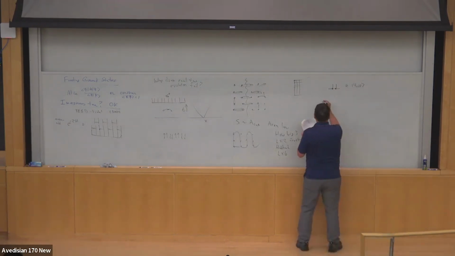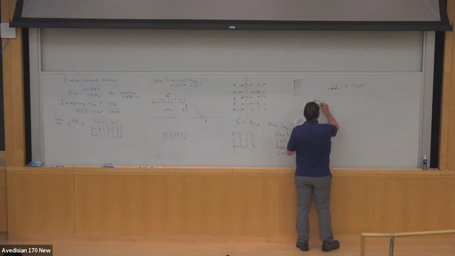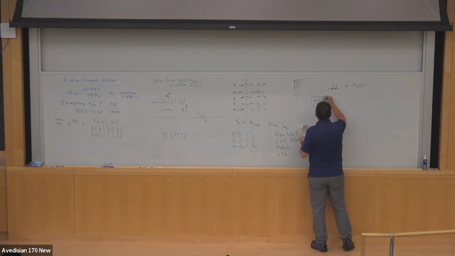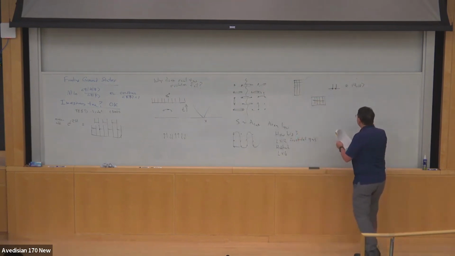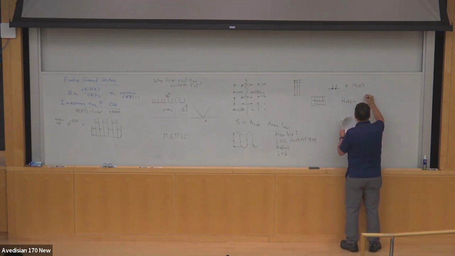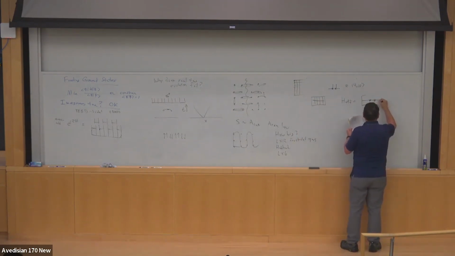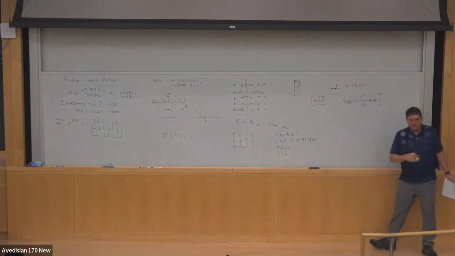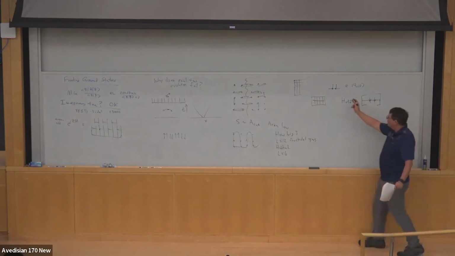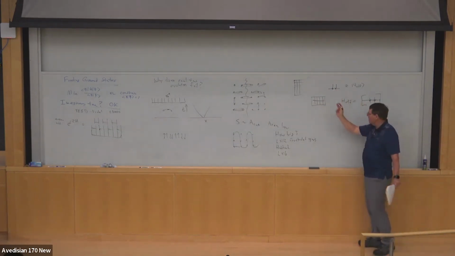Remember I had the MPO look like this, and I had sandwiches of it, right? That was the whole contraction. So H effective is this guy with... okay, so that's the diagram for the H effective corresponding to these two bonds.